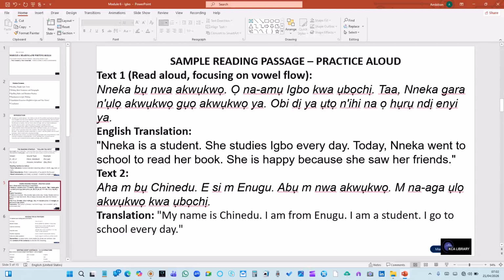The English translation here is that Nneka is a student. She studies Igbo every day. Today, Nneka went to school to read her book. She is happy because she saw her friends. So when you are reading Igbo language, consider those dots that are under the vowel sounds. Very much important. Now let us look at text 2.